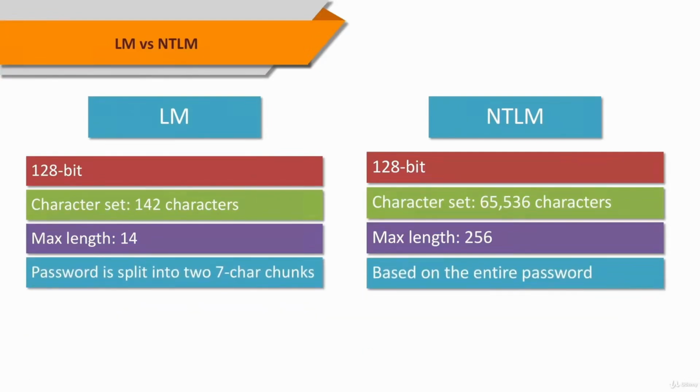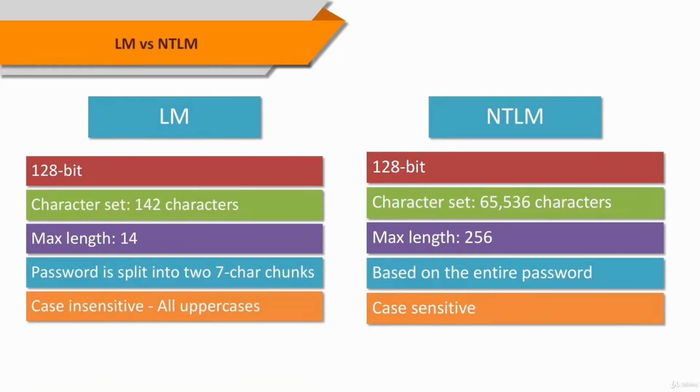And moreover, while NTLM hash calculates the hash based on the entire password the user entered, the LM hash splits the password into two 7-character chunks. Padding is necessary. That means you will crack two 7-character passwords instead of one 14-character password. It makes it dramatically easier to crack LM hashes. Now, furthermore, LM hashes are case insensitive. The password you specified is converted to all uppercases, and then the hash is calculated.